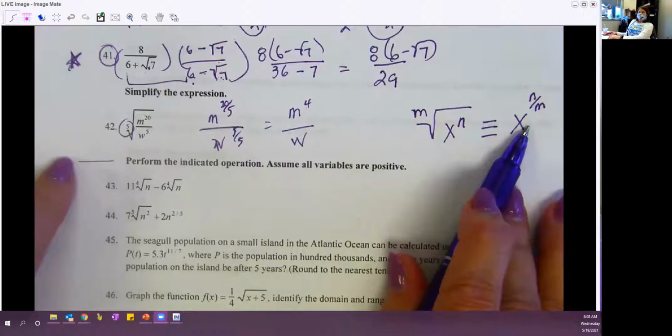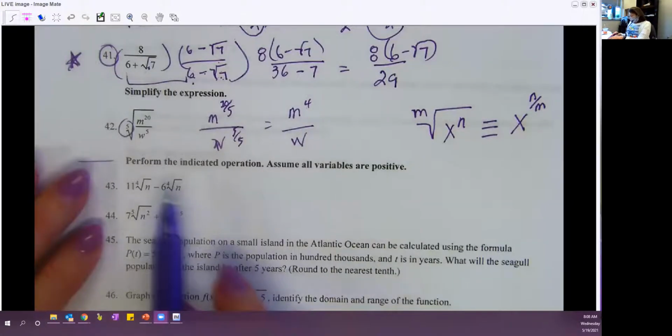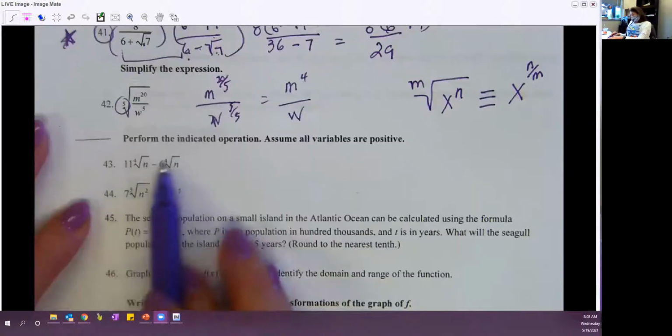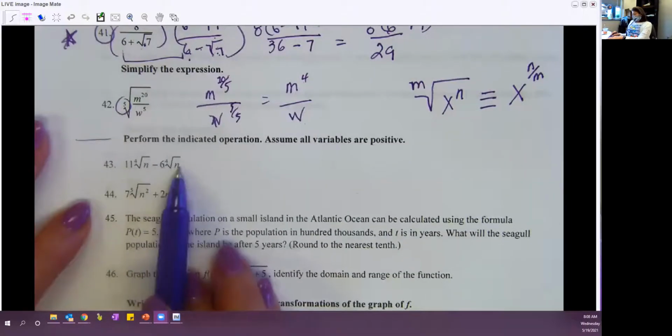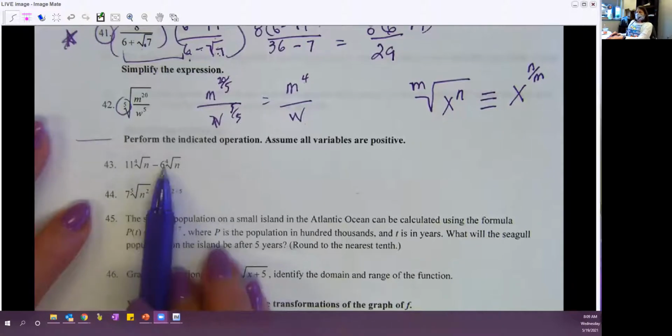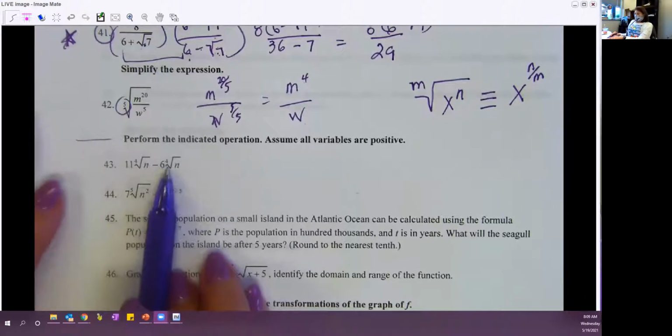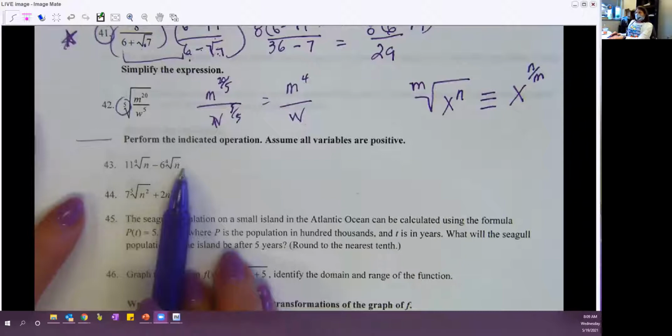Questions? So then this part is making sure that you remember that the roots have to match. If the roots match, then you can add and subtract them. If the index or the roots don't match, then you can't do anything with it. You just have to leave it.